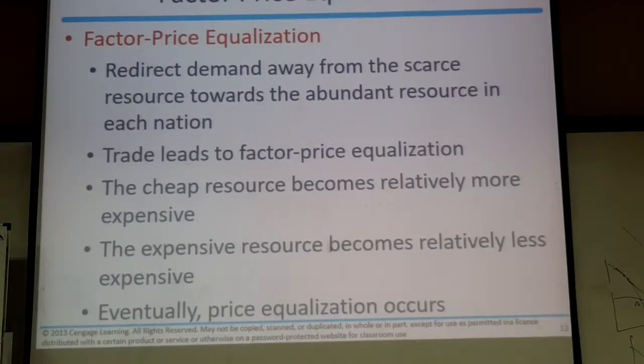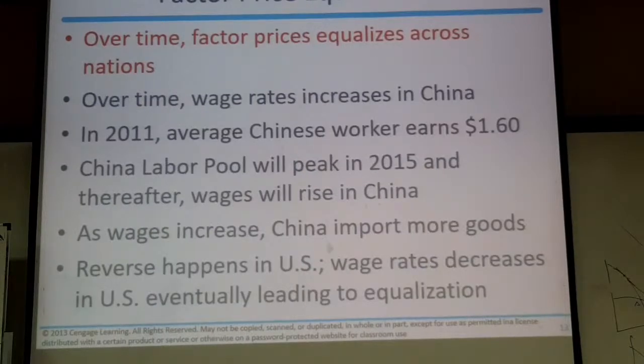So trade leads to factor price equalization, and you're going to see a magic here. The cheap resource becomes relatively more expensive. The expensive resource becomes relatively less expensive. Eventually, price equalization occurs. How does that happen?